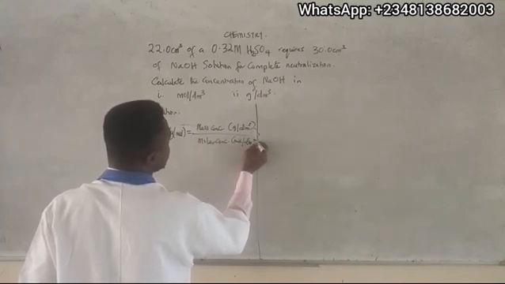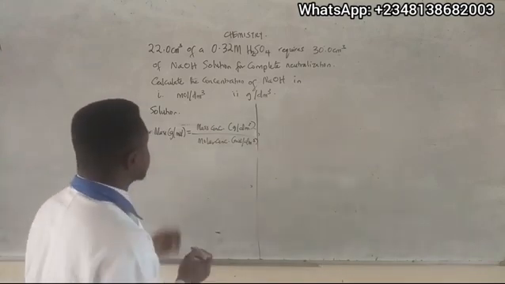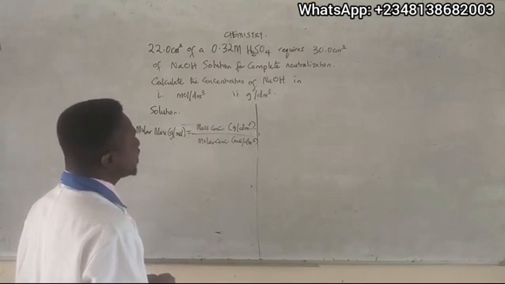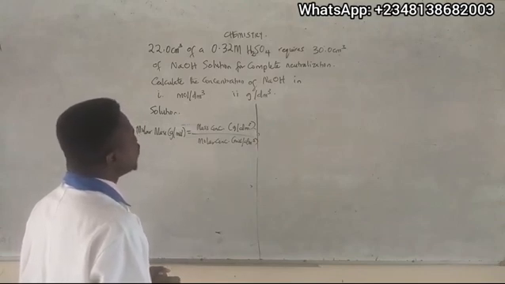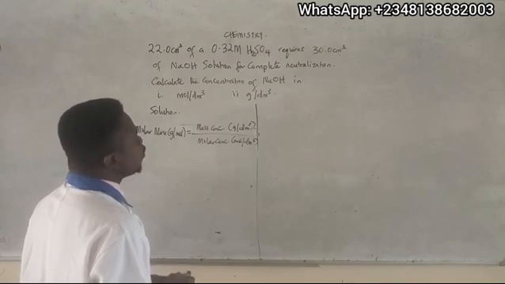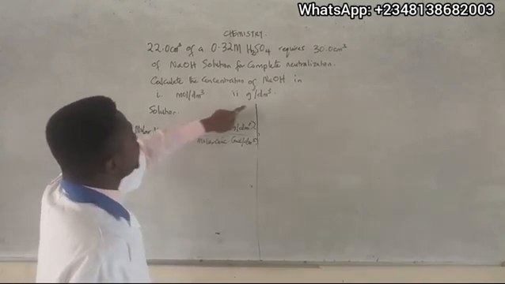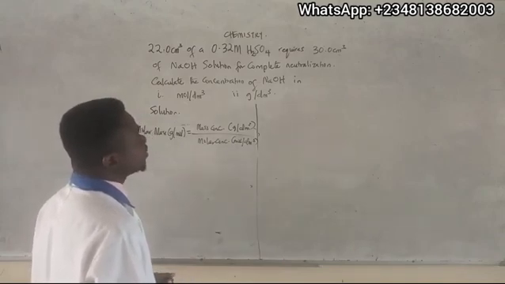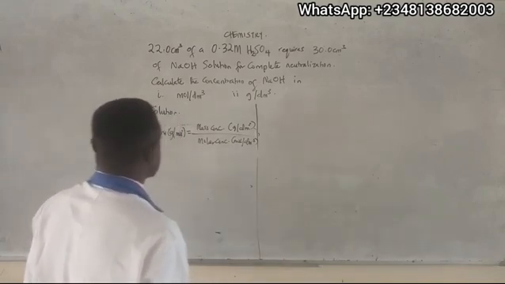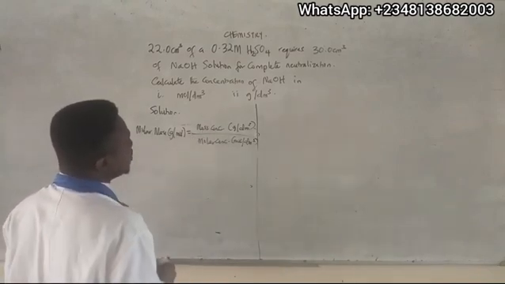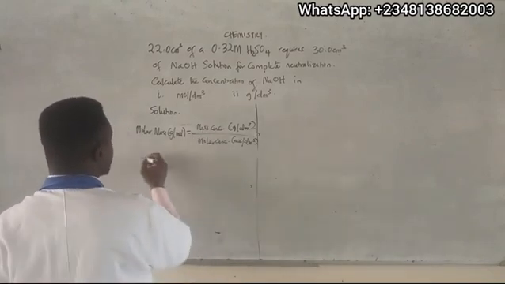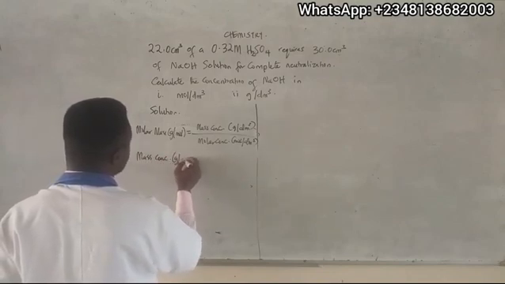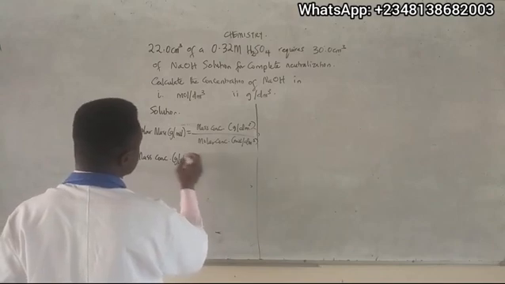Per dm cube. This is the relationship between these three parameters. Now, with this, we can calculate the mass concentration, that is concentration in gram per dm cube. So let's make the mass concentration the subject of the formula. This will give us that mass concentration in gram per dm cube is equal to what?